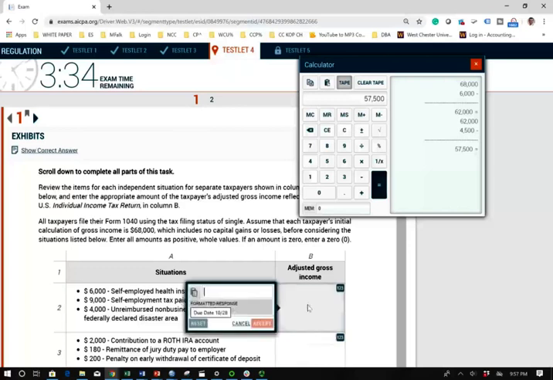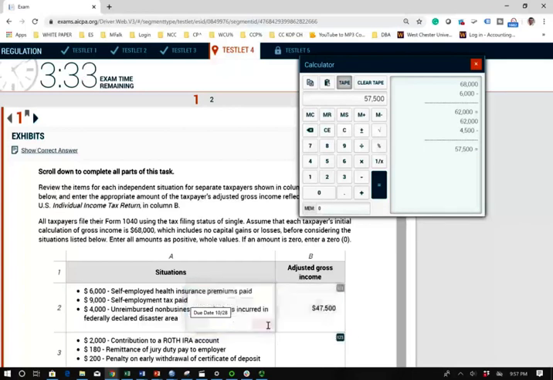Therefore, AGI is simply put $57,500. Now, could they ask you this question in a multiple choice? I'm sorry, $57,500, so be careful. So this same scenario could have been listed in a multiple choice, giving you four options, and you could choose to compute AGI.